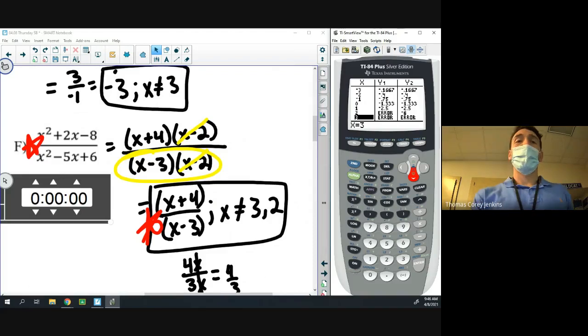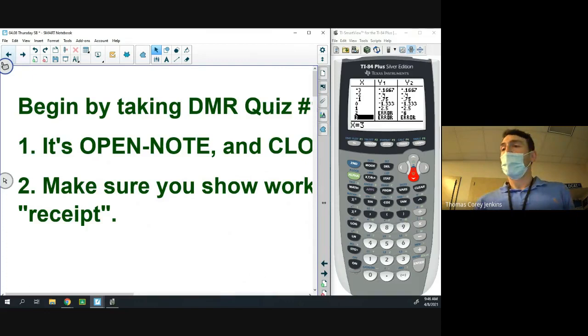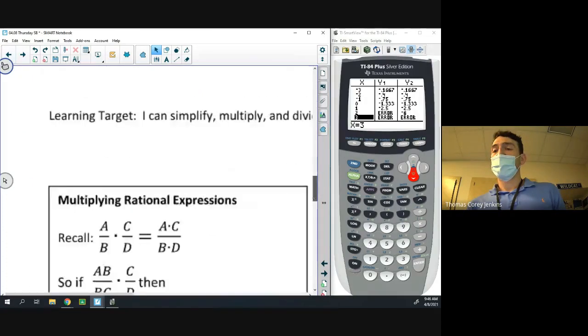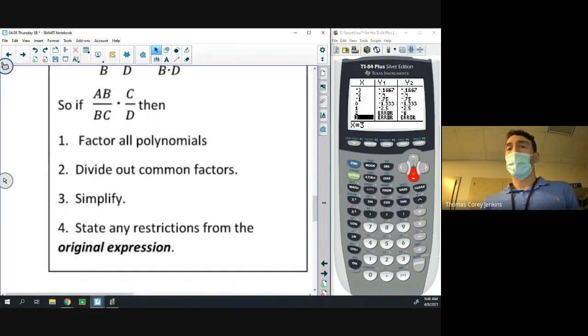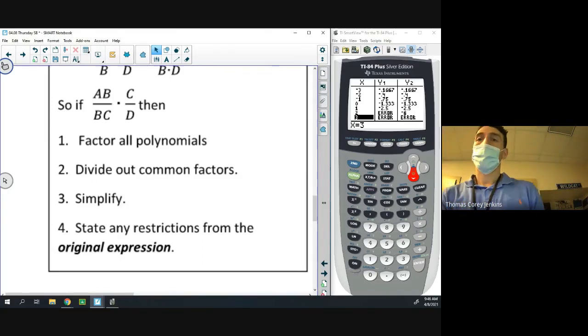All right, so the rest will be on your filled out notes. We can also look at those tomorrow. So if you guys flip over to the back side, we're going to talk about multiplying fractions, or multiplying rational expressions.